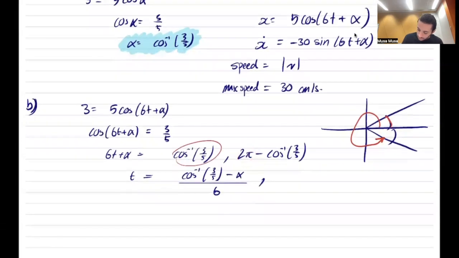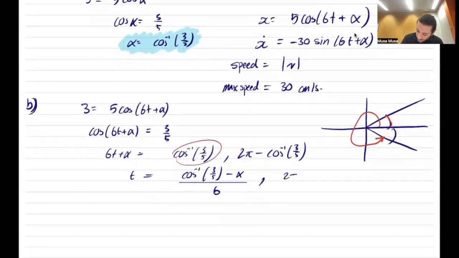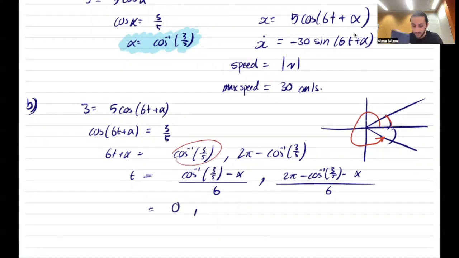Nice. So it would be 2 pi minus cos inverse 3 on 5 minus alpha on 6. Now, luckily, alpha is the same thing as that. So the first one's just going to equal 0, which makes sense. That's how we set it up. And the second time it's going to equal 2 pi minus 2 cos inverse 3 on 5 on 6.